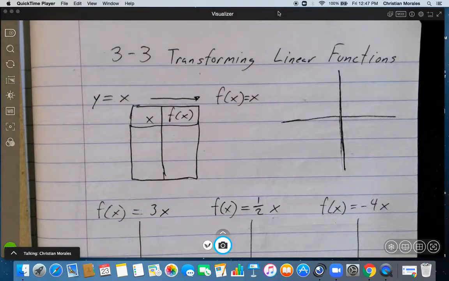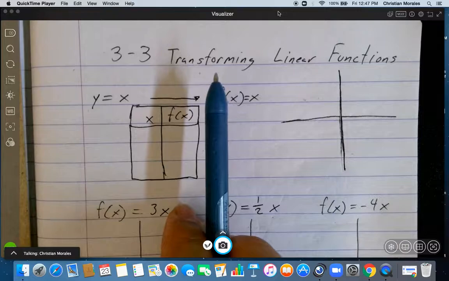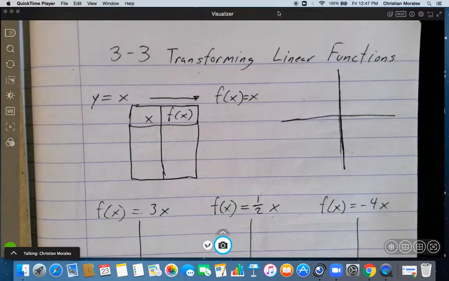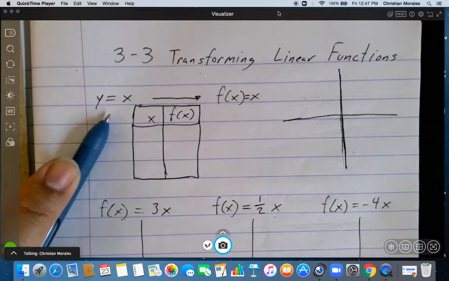Lesson 3-3, transforming linear functions. So basically, transforming means changing or moving the linear functions. So let's start with the most basic, y equals x. When y equals x, this is your straight line that goes horizontally. It looks like this.